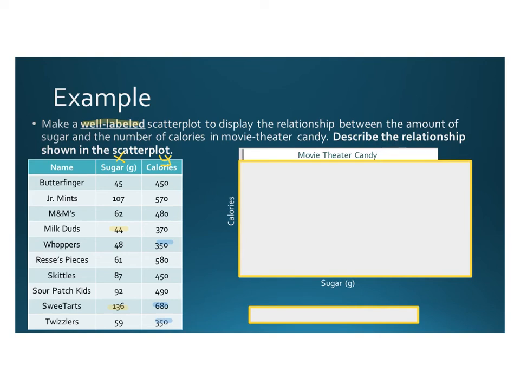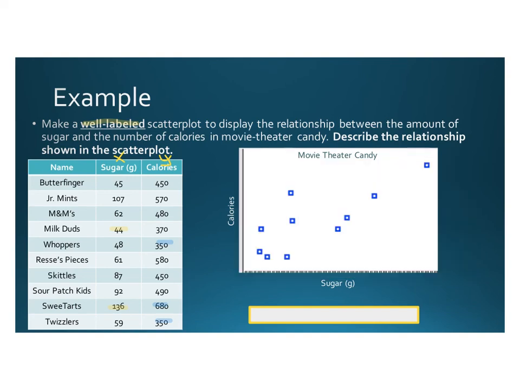Now, once you have your appropriate scales, you're going to plot each of the ordered points. So when sugar's 45, I'm going to go 45 on the horizontal axis and up to 450, and then place my dot. And I would do that for each of the candies in the list. What I have for you here is an approximate sketch that you would see either in a computer or a calculator. But if it says well labeled, I want you to graph it by hand. But this should give you a general idea of what your scatter plot should look like.